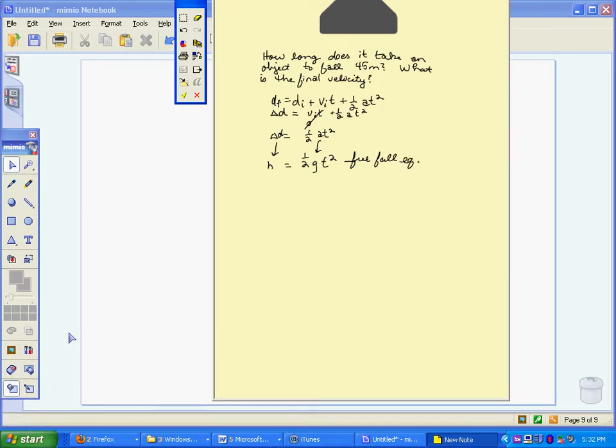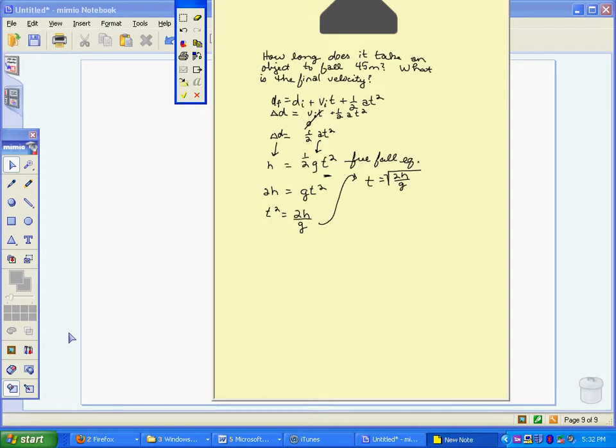Now, in this case, we have to solve for time. So I'm going to move everything to where I can solve for this variable. Multiply both sides through by 2. I get 2h equals g t squared. I'm going to divide everything through by g, and I get t squared is 2h over g. Now, I'm not solving for t squared, I'm solving for t. So t is the square root of 2h over g.